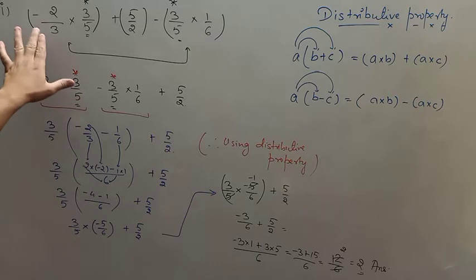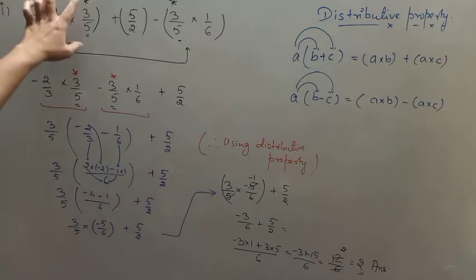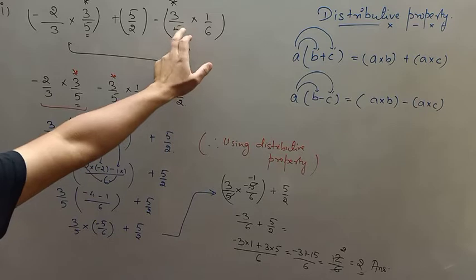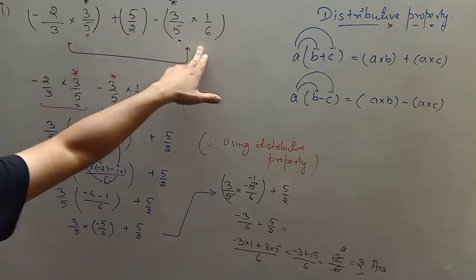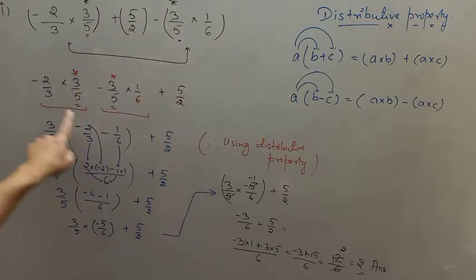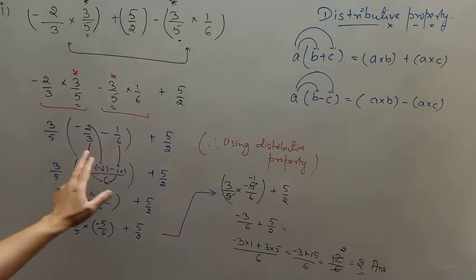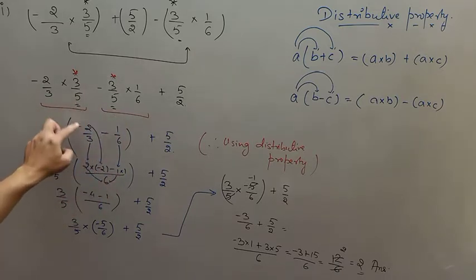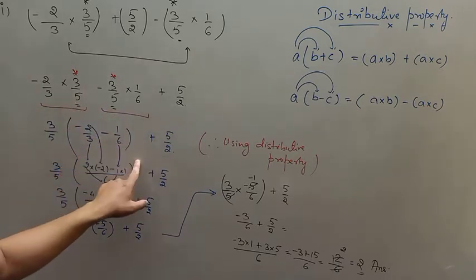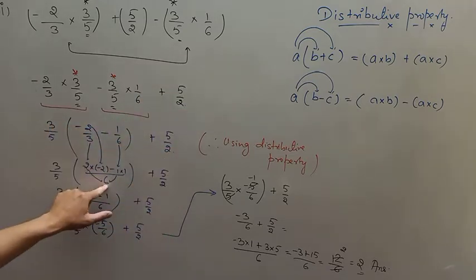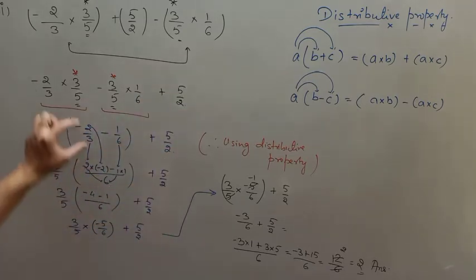So the question is minus 2 upon 3 into 3 upon 5. When I club this term with this one, the reason is that 3 by 5 is common in these two terms. I just take 3 by 5 common from these two terms. What I'll get in the bracket is minus 2 upon 3 minus 1 upon 6. When I add this with 5 by 2, this is a simple way of solving these fractions.